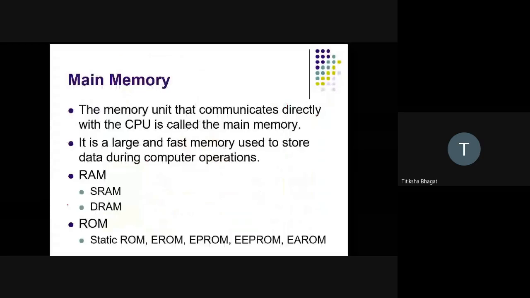So we have seen what is main memory: the memory unit that communicates directly with the CPU is called the main memory. It is the large and fast memory. What is the job of main memory? It is used to store the data which is to be executed.